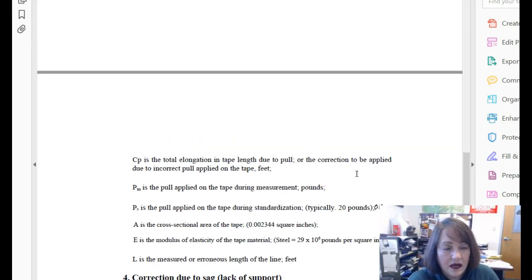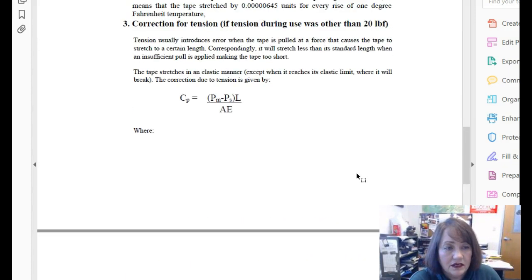So once again, a correction for pull: tension can either elongate or contract the tape based on the standardized pull. The rules for doing this are the same. The tape gets longer if the pull is stronger. I'm just writing these down so you'll have notes. These are the notes that I'm posting up to the Moodle page. The tape will be short if the pull is weaker. Okay, so you can do the same thing.